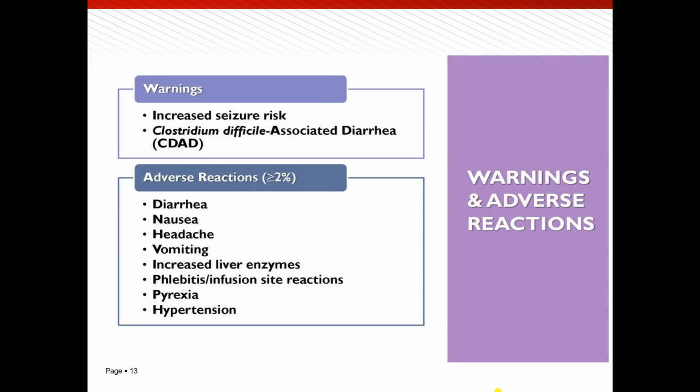Adverse drug reactions of imipenem are that it increases the seizure risk and it causes Clostridium difficile associated diarrhea, which is a serious side effect and may require discontinuation of the drug. Other adverse drug reactions include diarrhea, nausea, headache, vomiting, increased liver enzymes, phlebitis or reaction at the infusion site, pyrexia and hypertension.